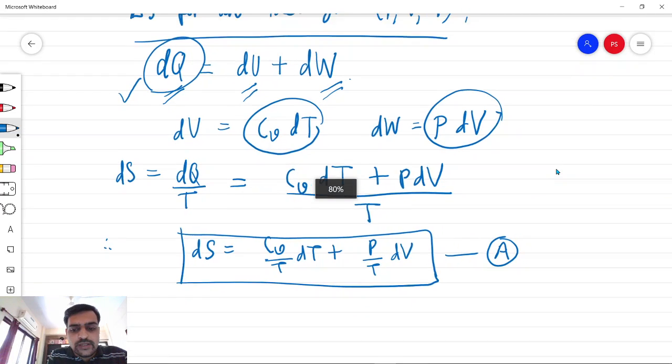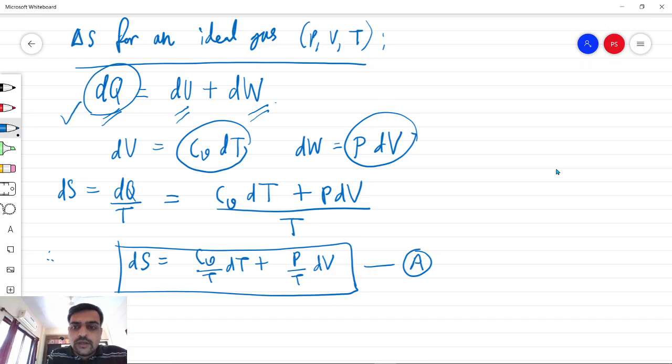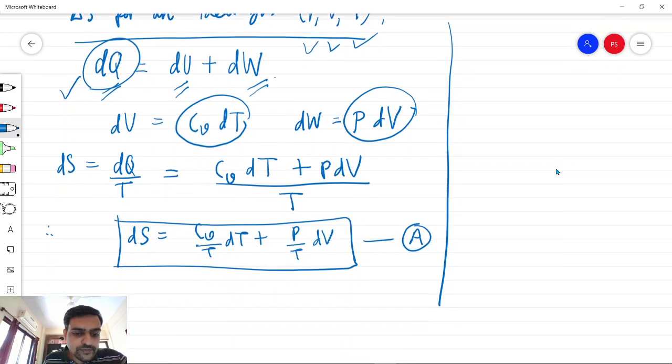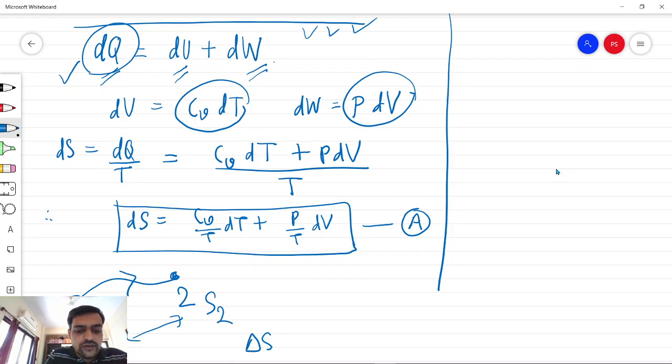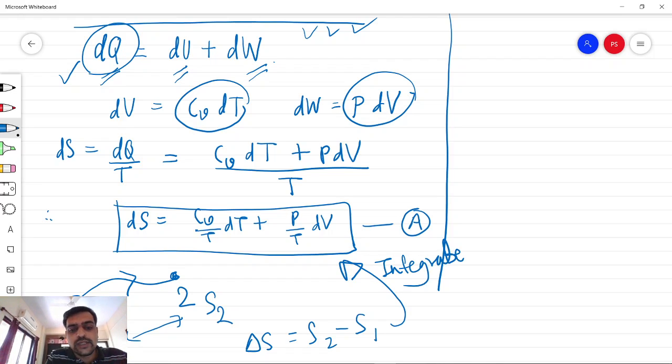Now this is a general equation, and now we will try to derive the change in entropy in terms of any two of these three variables. So there we will have three different formulae involving P, V and T. Suppose there is a system which goes from state 1 to state 2. Accordingly, the entropy changes from, say, some value S1 to S2, and this change in entropy delta S, which is S2 minus S1, could be found out by integrating equation A from state 1 to state 2.